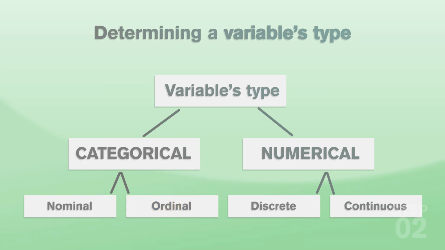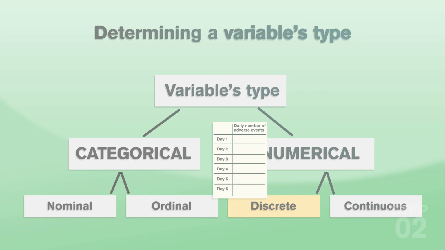If the numerical variable's possible responses are numbers arising from a measuring process and can assume only certain or distinct values, then it is called a discrete variable. For example, consider the variable daily number of adverse events, which measures the number of undesirable outcomes occurring in a hospital ward each day. We can observe either 0, or 1, or 2, or 3, and so on events, but we cannot observe 1.35 events. It must be a whole number. This is an example of a discrete variable. It can only assume certain values.